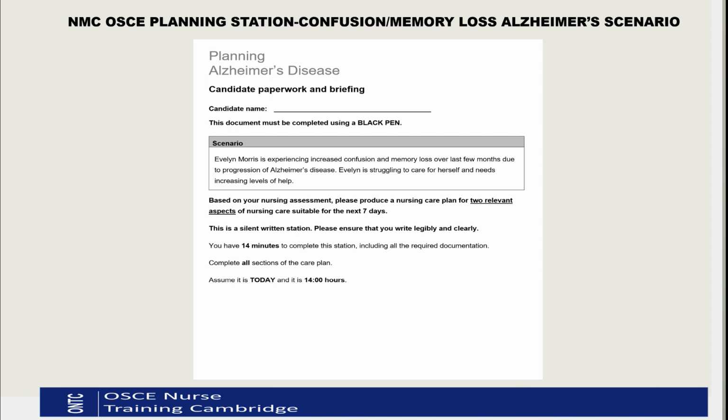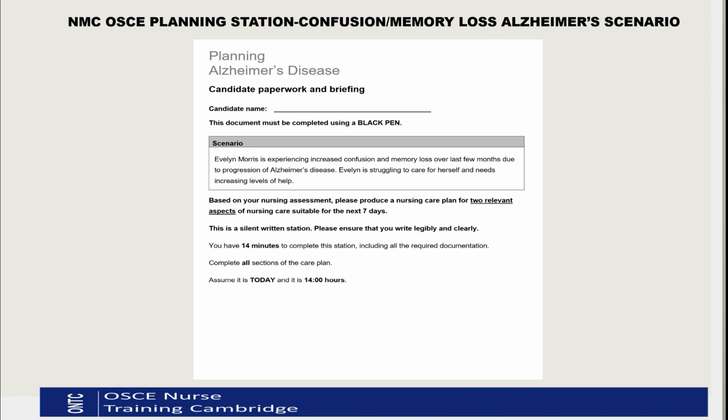If you look at this template here, it doesn't belong to a real patient. I made this scenario completely for teaching purposes. It's a community planning sheet. Evelyn Maris is experiencing increased confusion and memory loss over the last few months. Evelyn is struggling to care for herself and needs increasing levels of help, and this memory loss and confusion is caused by the progression of her Alzheimer's disease. So what do we do here?